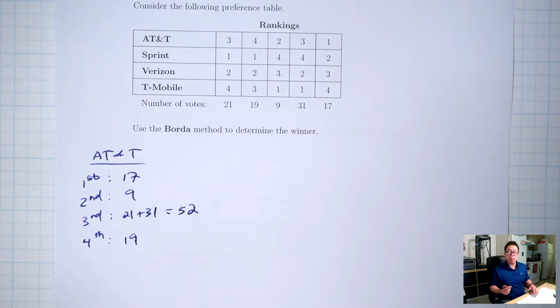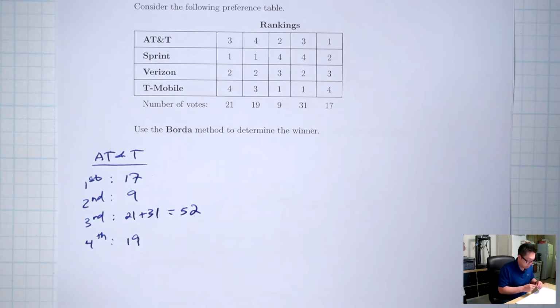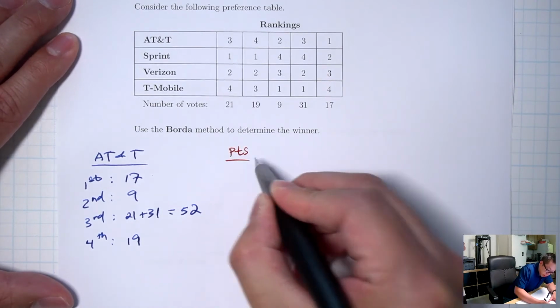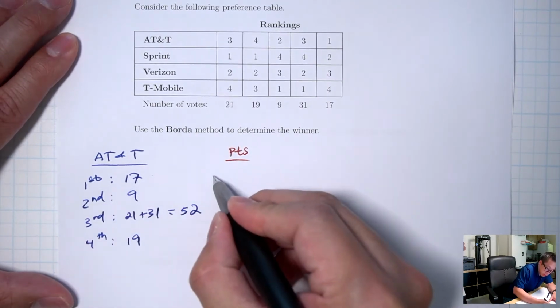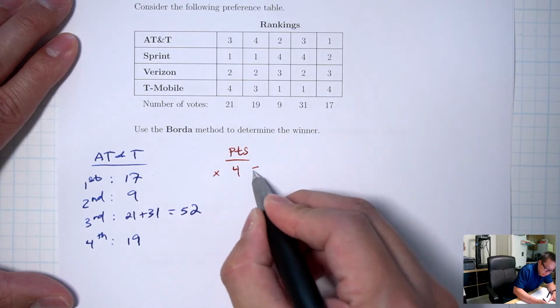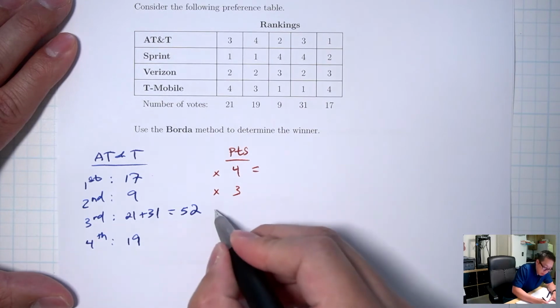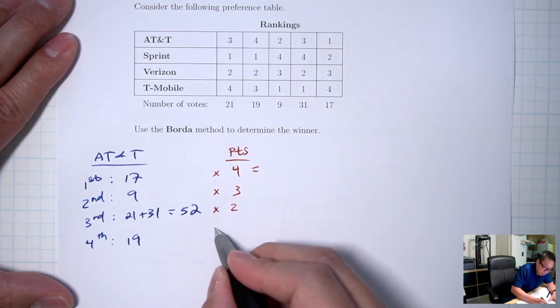And now we're going to give points. So for every first place vote, we're going to give AT&T 4 points. For every second place vote, we're going to give AT&T 3 points. For every third, 2 points. For every fourth, 1 point.